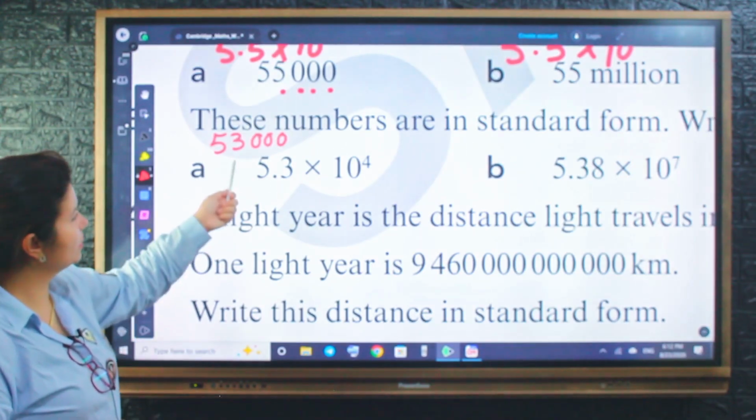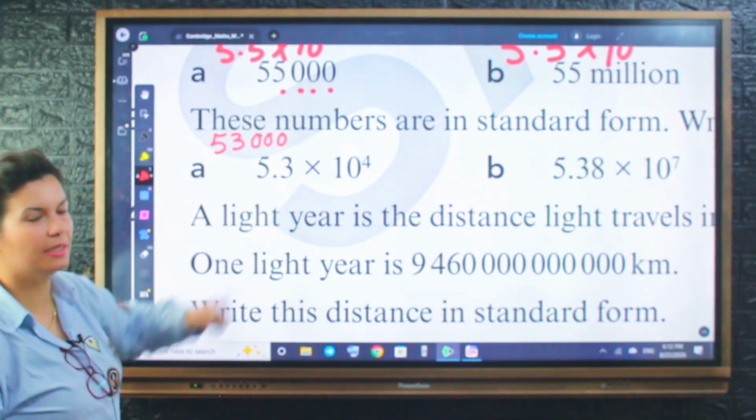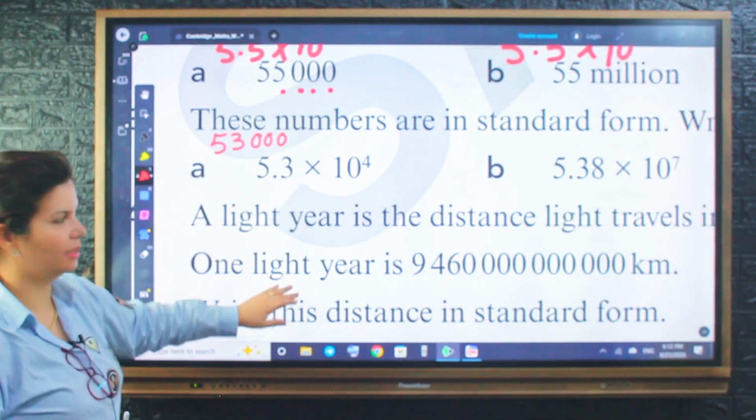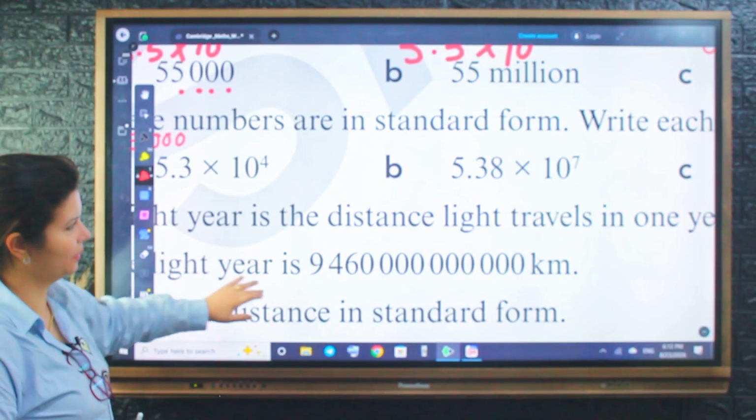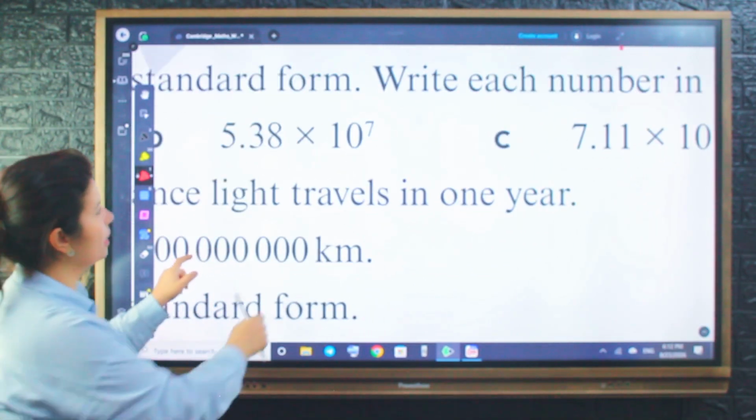Okay, because the point is here between 5 and 3 and another 3 zeros, which is equal to 10 raised to power 4. Okay, can you try to solve this one and write the answer in a comment, please?